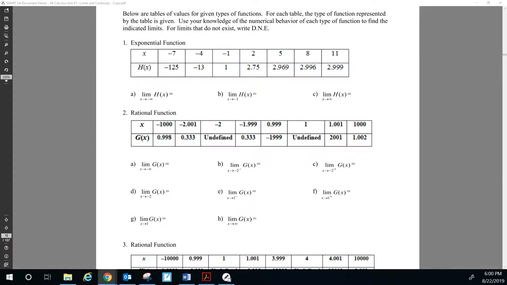Hi guys, here is the first set of classwork that we did, Understanding Limits classwork, dated 8/16/19. All right, so we've got some tables here.